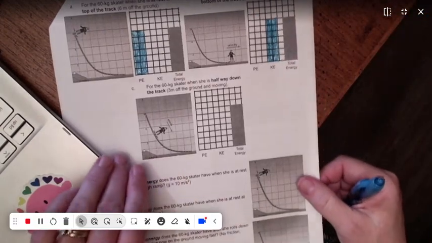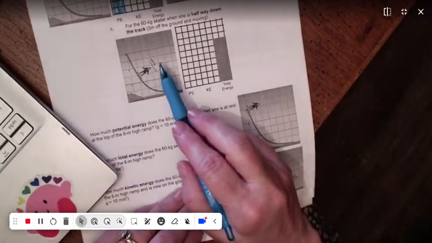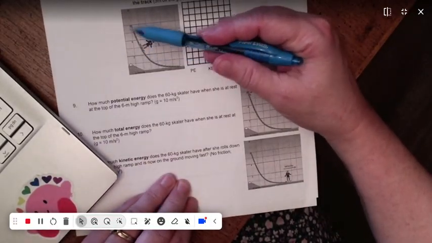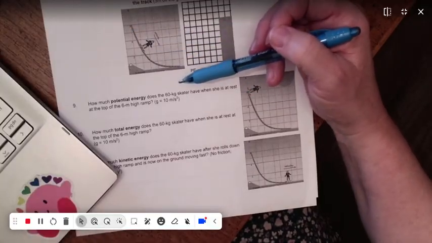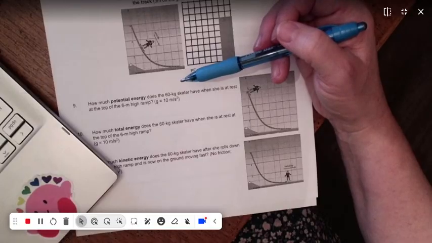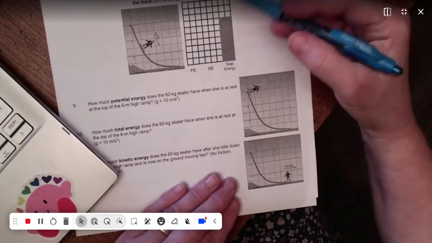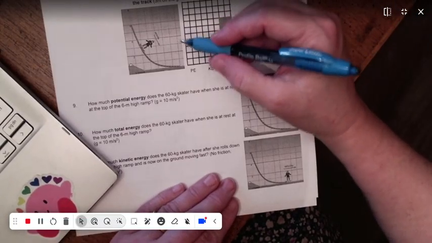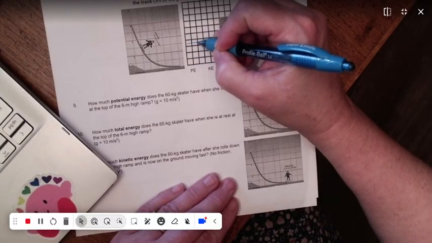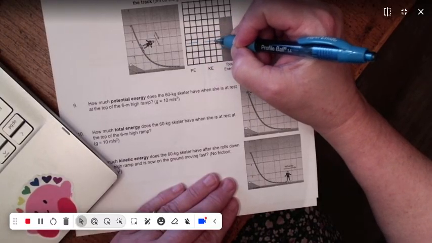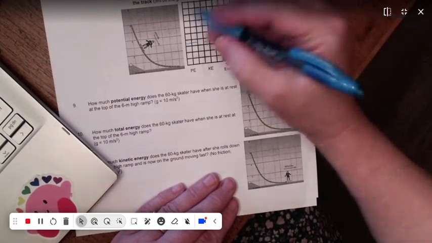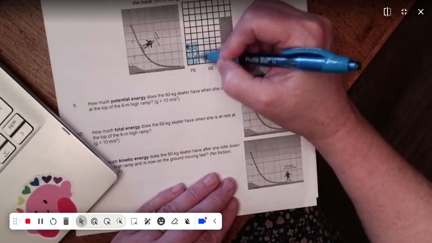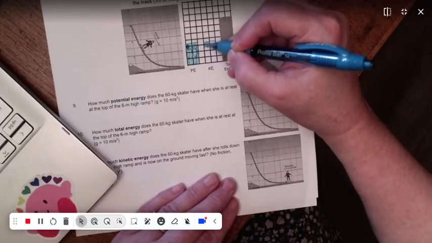Okay. Now, when she's halfway down the track, okay, so this one's a little trickier, but not bad. She's got height at this point. She's also moving at this point. So she's got some of each type of energy. And if she's halfway down, then they're going to be half and half. Okay, so this is 1, 2, 3, 4, 5, 6, 7 squares, which is kind of annoying. So I'm going to do 3.5 and 3.5 because I want my total to add up to the total energy. So 3.5 squares of potential and 3.5 squares of kinetic.